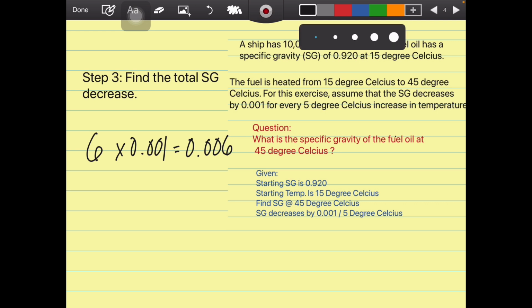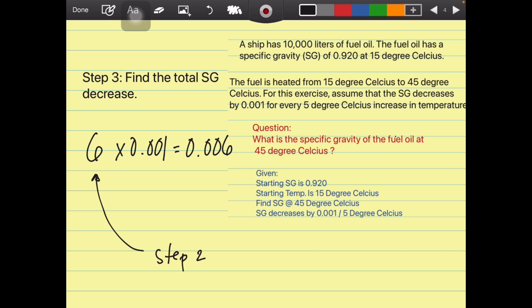Okay, saan ko nakuha yung 6? Yung 6 na yan, nakuha ko kanina sa step 2. Right? O review nyo na lang ha. O yan, sa step 2 natin siya nakuha. Saan naman nakuha yung 0.001 na yan? Yung 0.001 na yan, nakuha natin siya dito. Ayan siya. O, yung circle ko ha. So that's why we got 0.006.